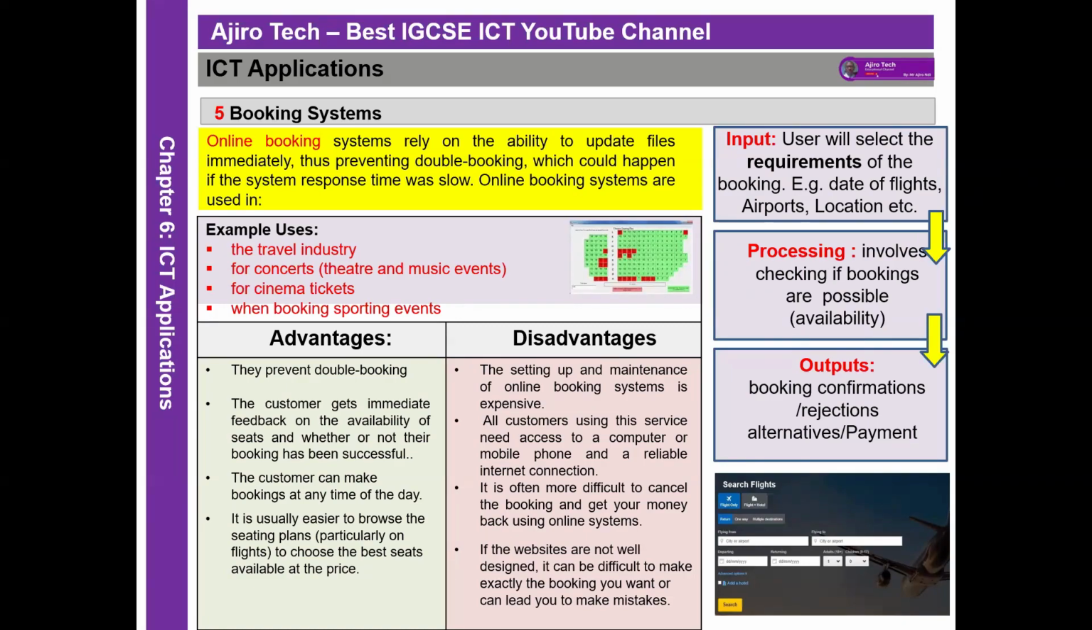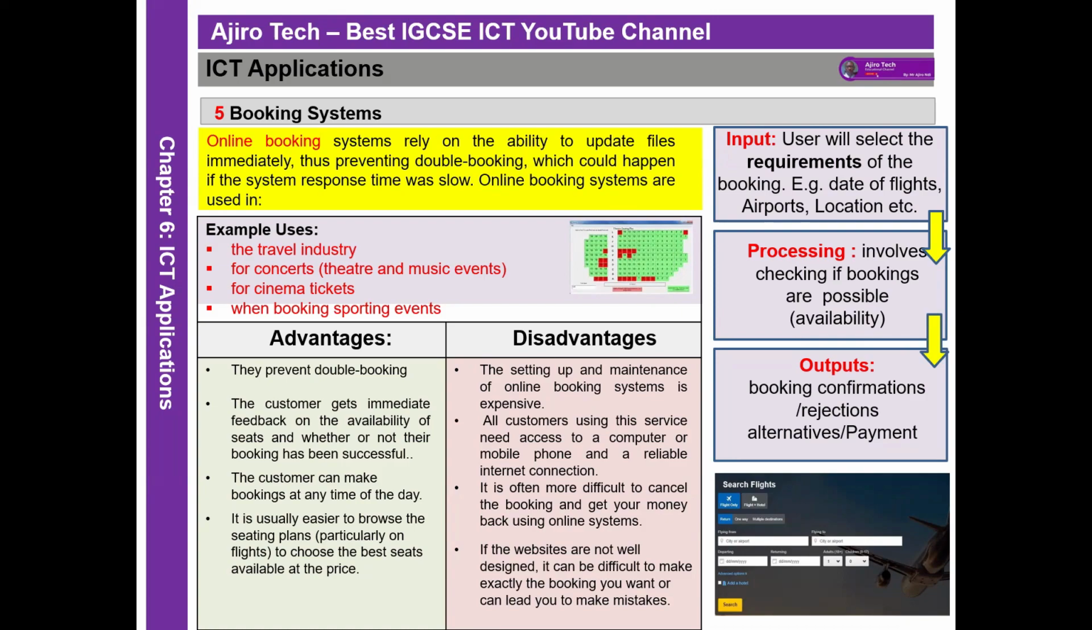Now, we have various examples in which the online booking is used, right? We have the travel industry, concerts, theater, cinema tickets, and booking a sporting event. Most of you travel, right? Although most of you, your parents are the ones doing the booking, but probably you have an idea of what we want to talk about. So let's talk about the fact that we're going to look at all these examples.